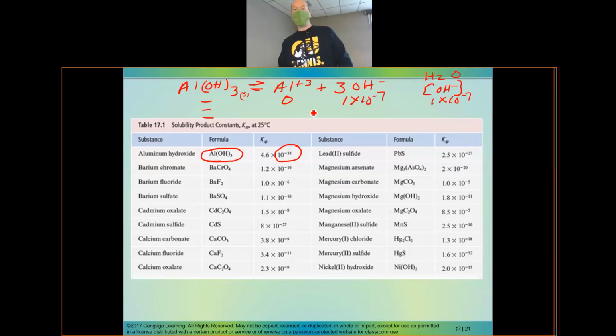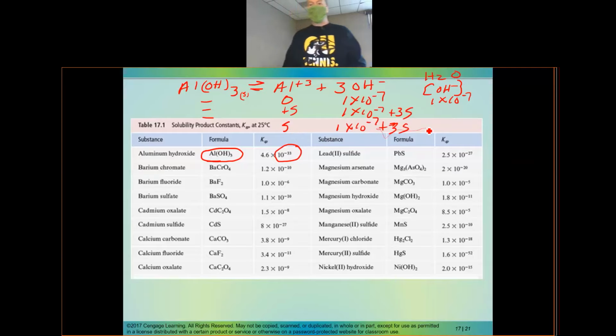All right, and so you have a 0. It has to go to the right, so this is going to be plus S, and this is going to be 1 times 10 to the minus 7 plus 3S. So then you have S, and then you have 1 times 10 to the minus 7 plus 3S. And so anytime you have a starting concentration, you will ignore the plus 3S. So this one is very strange, and I think I will not complete that one.